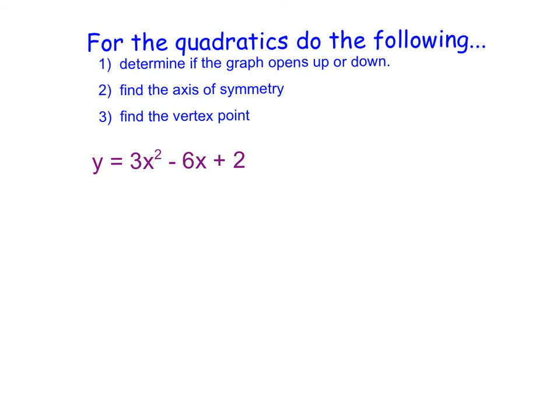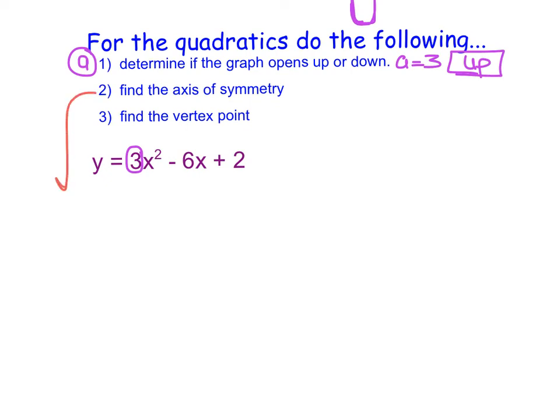Alright, let's try one more example together. So here, to start off, we determine if the graph opens up or down. Remember, that's going to use our a value. So we can see that our a value here is equal to 3. Since it's positive, it's going to have the normal U shape, and as a result, this graph is going to open up if we were to put it on the coordinate plane.